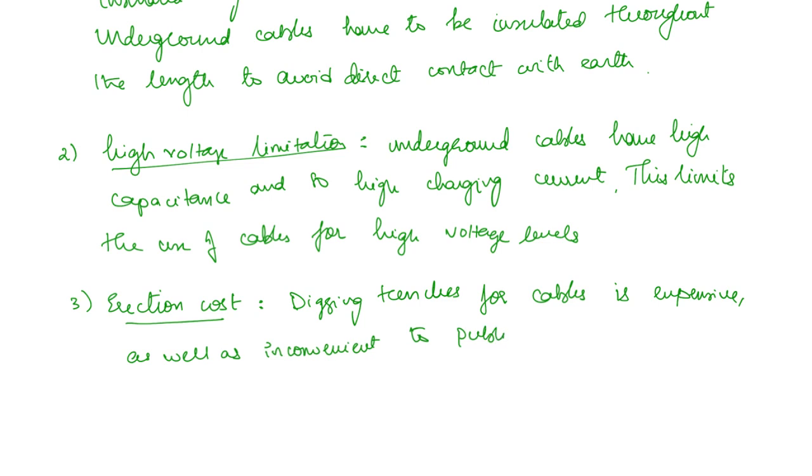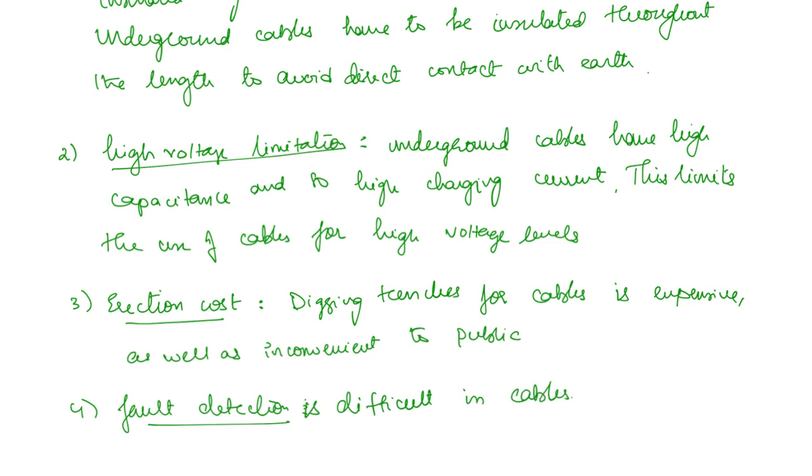Okay. Next, fault detection. Like I already told you, the frequency of faults is going to be less, but if in case it occurs, the detection is difficult. Okay. Fault detection is difficult in cables. Fault detection is finding where the short circuit has occurred, right, at which location. So that is difficult to detect.